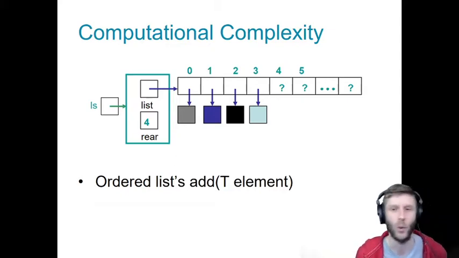Ordered lists add. Ooh, what's the computational complexity of adding something to an ordered list?